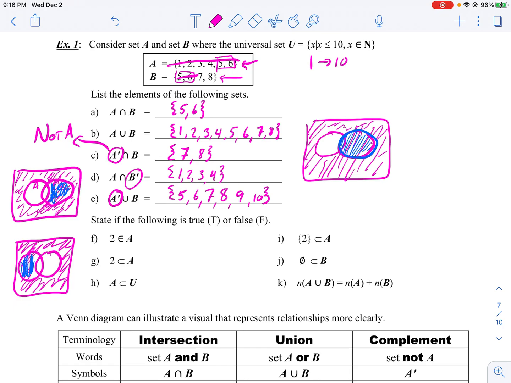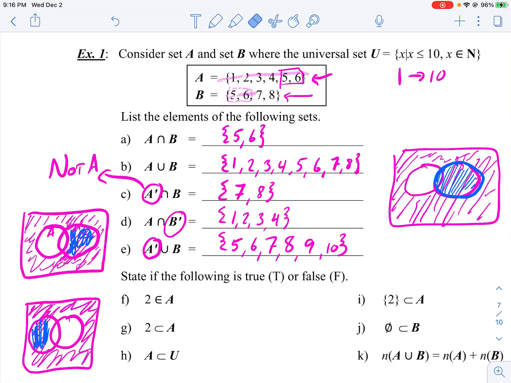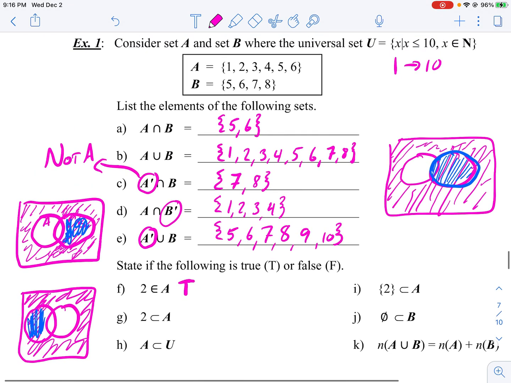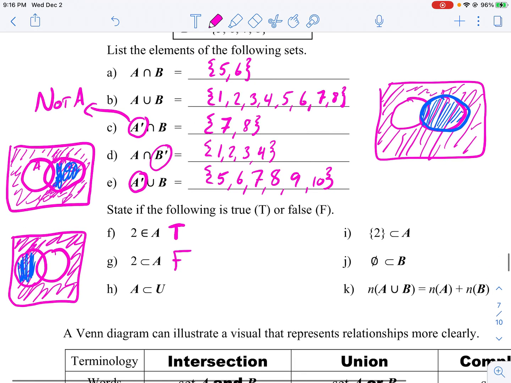So let's go through a little true and false thing. 2 is an element of A. Well, A is up here. Is 2 part of it? Absolutely it is. 2 is a subset of A. Well, 2 itself is an element, not a subset, so that is false. A is a subset of U. Yes, that is true. A is taken apart from the universal set. The universal set includes all of the elements, and so from all those elements we picked out our subset.